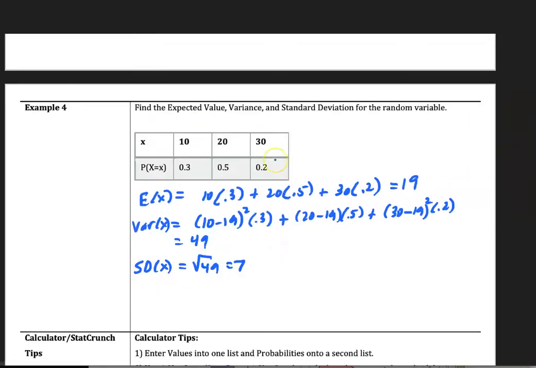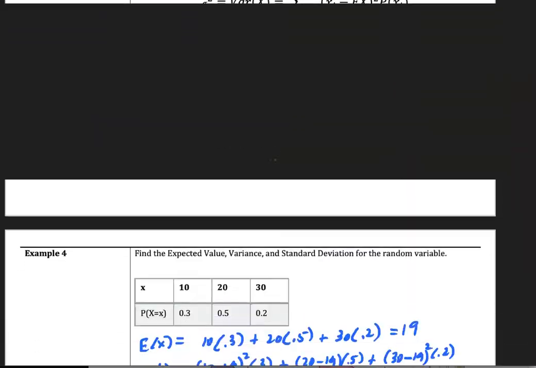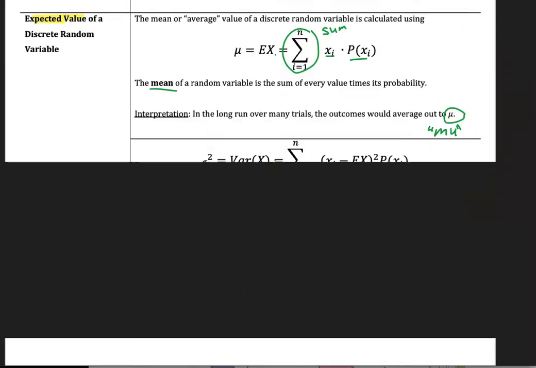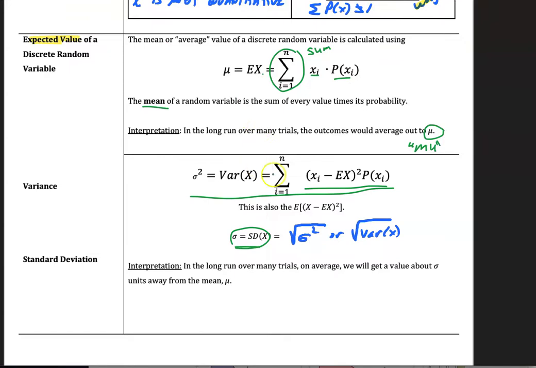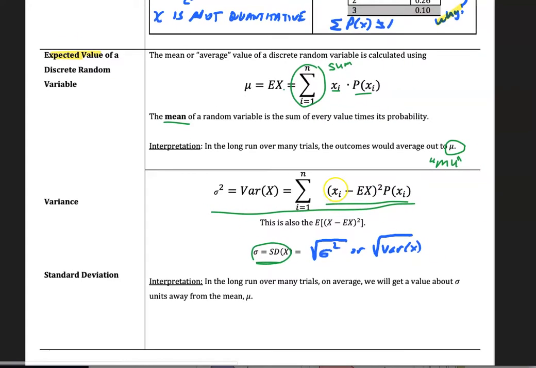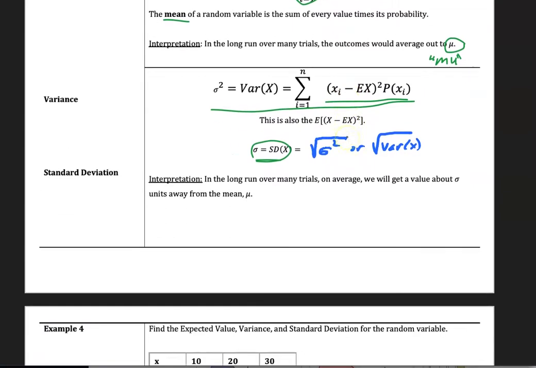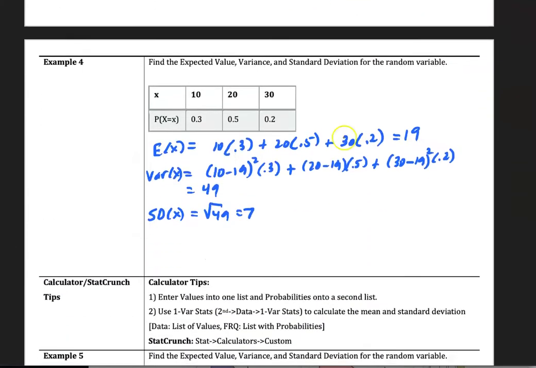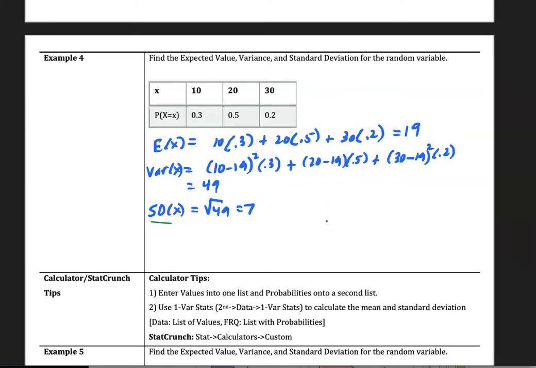The variation, you saw we had that formula here. You would see it's your x value minus the expected value, squared, times the probability. So very similar. The only difference is you're comparing it to the expected value, like the mean, subtracting the mean from that, squared, times the probability. You get 49, and then the standard deviation is just the square root of that. So that's what we're looking at there.